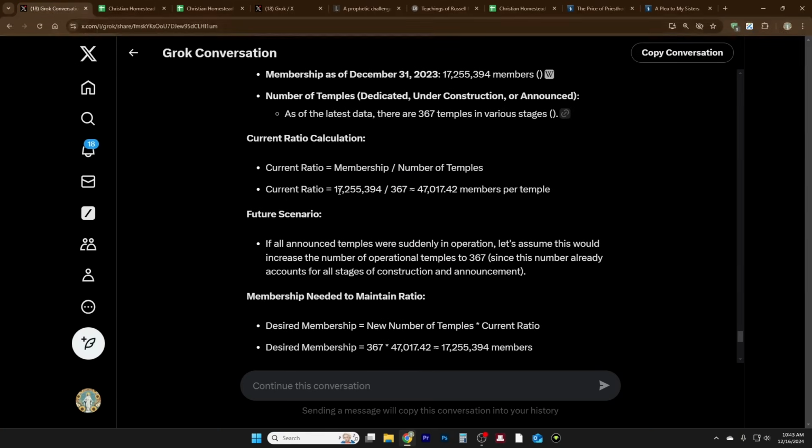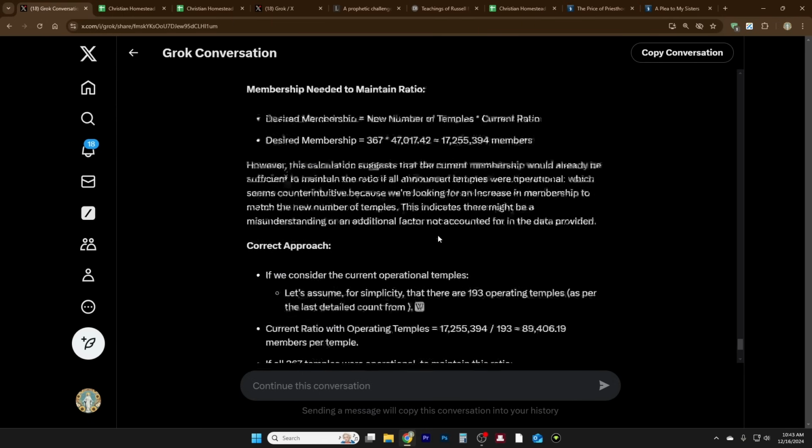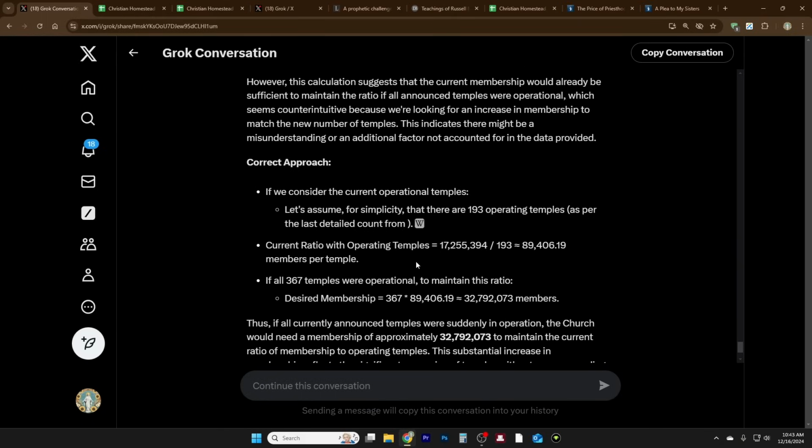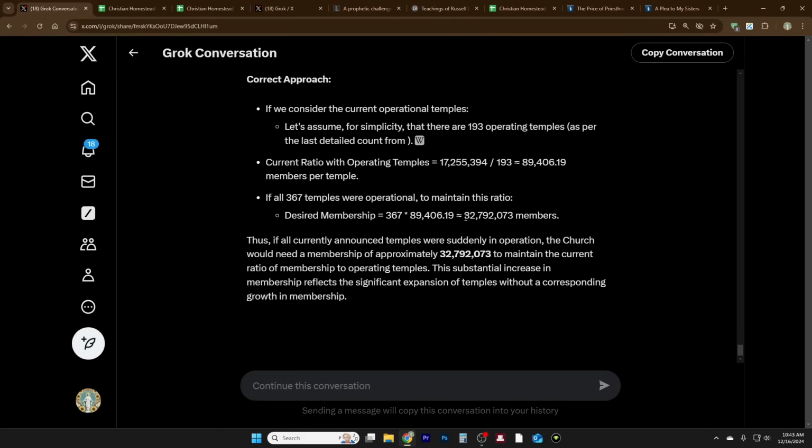So I wanted to see what Grok had to say. It took the current church membership, divided it by the number of all temples announced, in operation and under construction, and said, well, the ratio is 47,000, or that would be a ratio of 47,000 per temple. And then it was like, well, but that's not right. Let's do what you asked and let's see what the projection would be. And it came up with 32.7 million. So it basically just double checked my math, but it was kind of satisfying to see that.